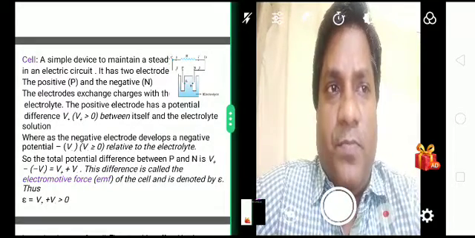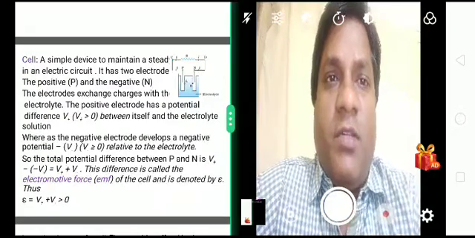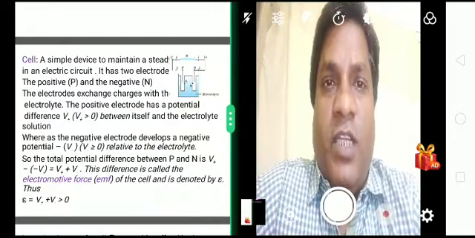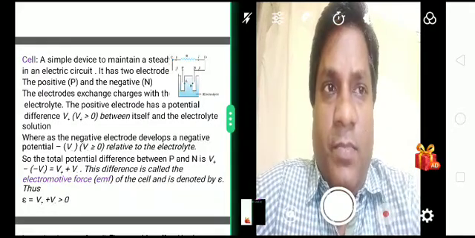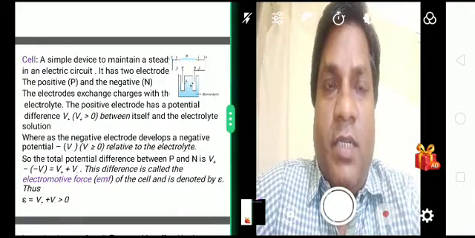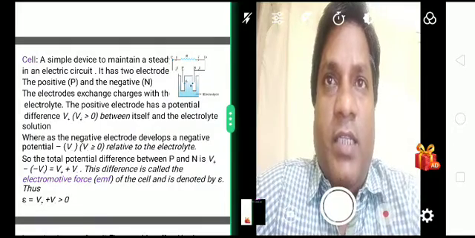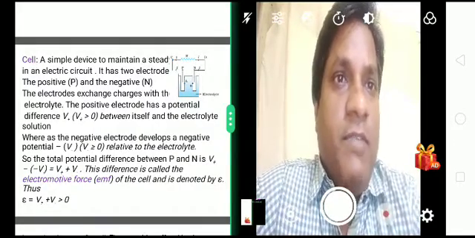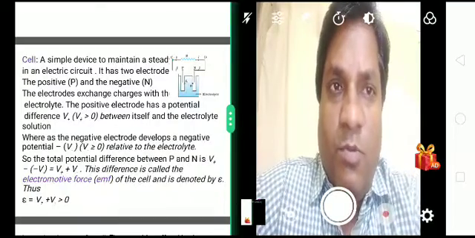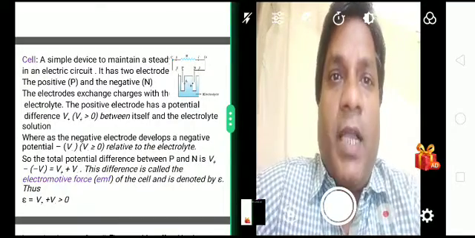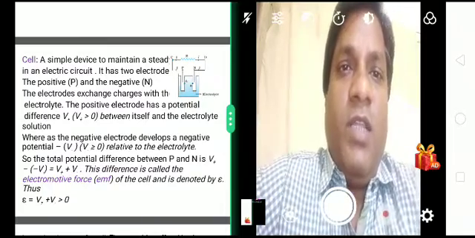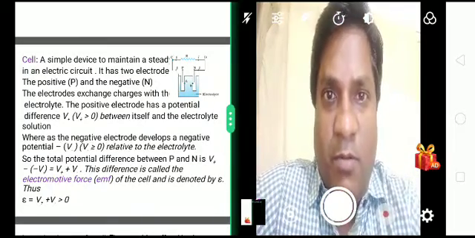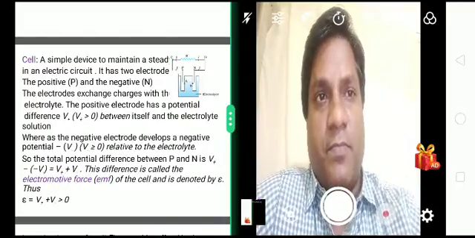Why is it so? Say the positive terminal acquires a voltage of plus 1 volt, and suppose the negative electrode acquires a potential of minus 1 volt. So the potential difference between the two electrodes will be plus 1 minus minus 1. That will give you plus 2 volt. So this is the reason the EMF always comes to be positive.